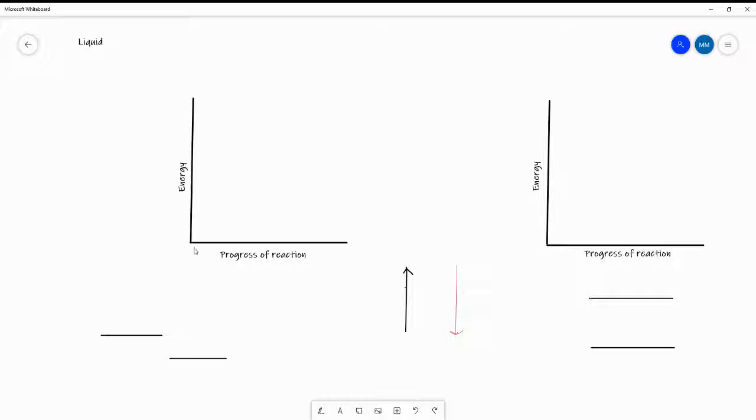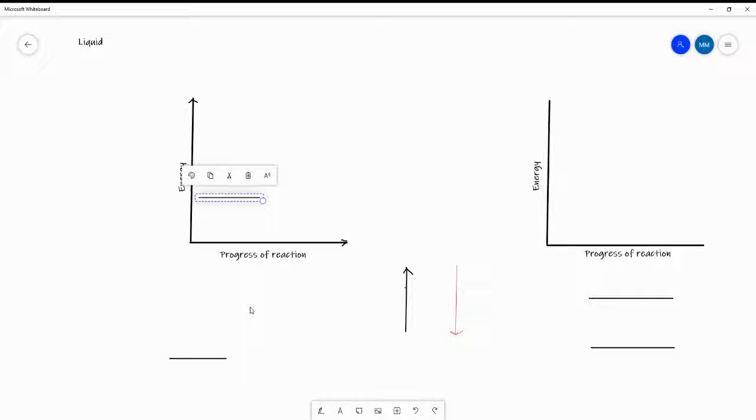So if we see here, we've got 0 at the bottom, we've got energy. Energy is increasing, and then this is the progress of the reaction taking place. Now, with this here, the first part, we've got our ice. The ice contains an X amount of energy. So that's where we need to look at it.